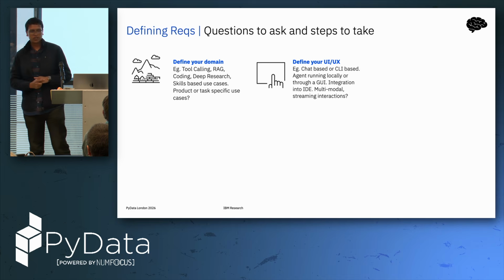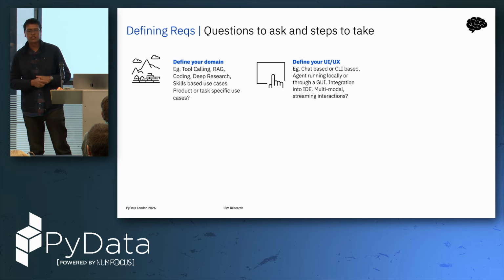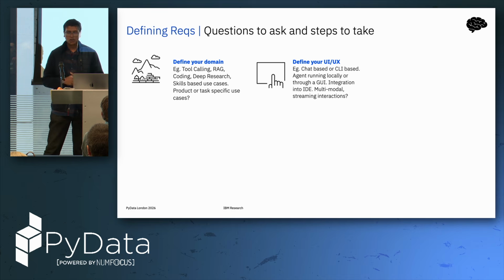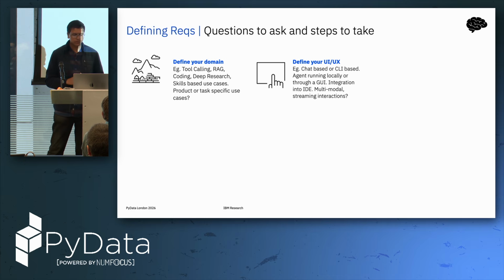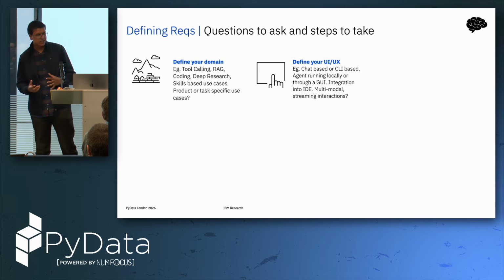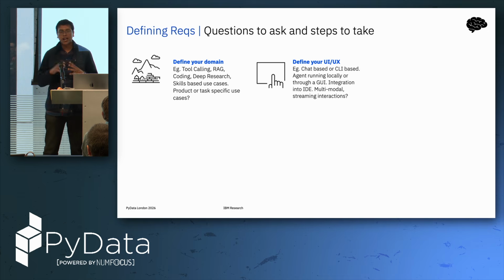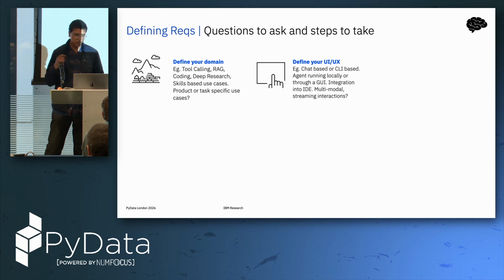Next is define your user experience. Are you building something that you expect users to be interacting with through a chat interface, or is it going to be a CLI-based sort of interaction? Do you expect some integrations into an IDE, maybe if you're wanting to build a coding agent? You also want to think about the use cases that you're trying to tackle with these. Are they multimodal? Because that might restrict the models that you're able to access and connect up to your agents. Also, streaming interactions, what does that user experience look like?